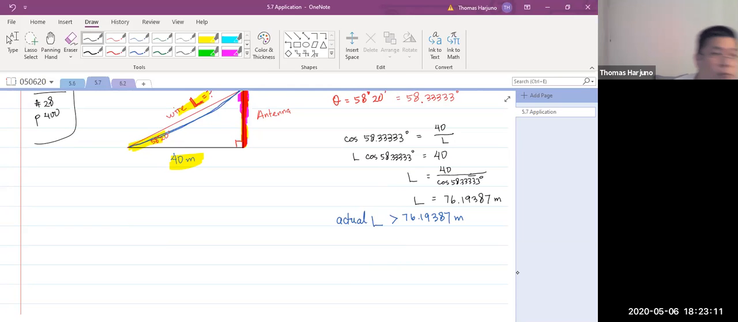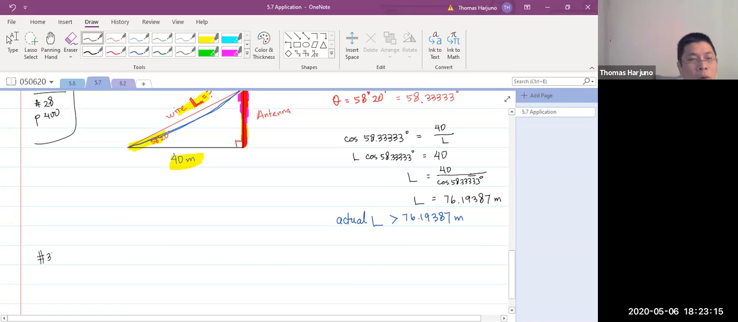Okay, number 34. Wow, I think that one is a question I get a lot. Number 34 on page 401. They give us the sketch.